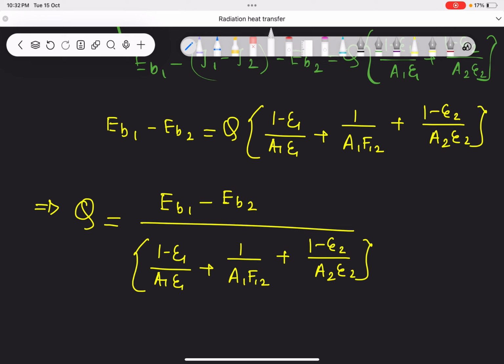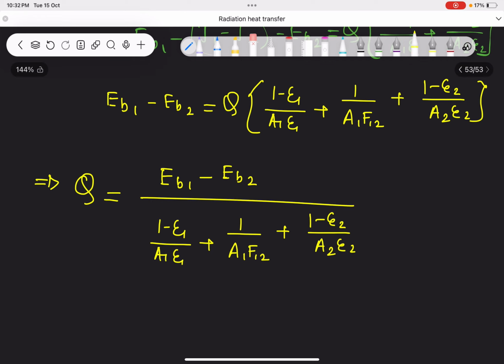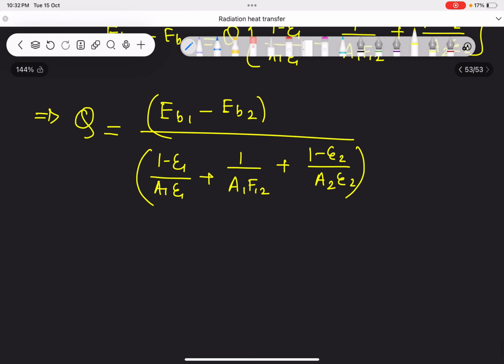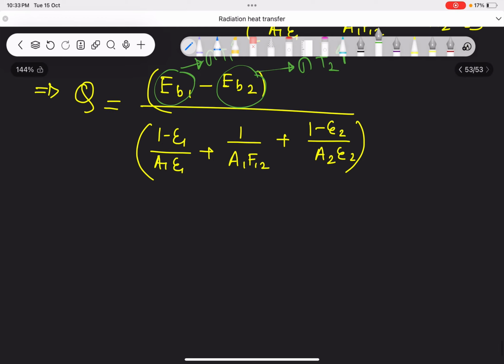Okay, this one. So let me delete this. Fine. So now you see that you are now very happy because you have EB1 and EB2. You have this control. Now you can write this as sigma T1 to the power 4, and this as sigma T2 to the power 4. Okay. So now you see that we have 3 resistances and they are being added.